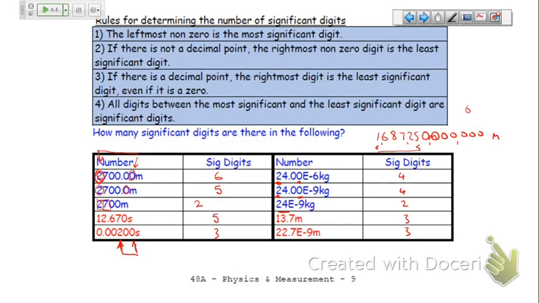If there's not a decimal point, then these guys at the back are just placeholders. They're just to tell you this is not 27, it's not 270, it's 2700. They're placeholders. So on this one, the 2 is my most significant, the 7 is my least significant. That's only got 2 significant digits.